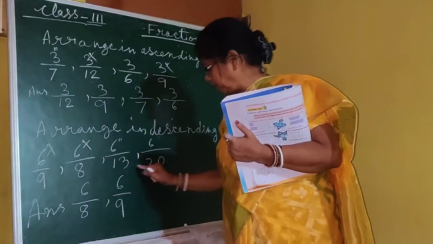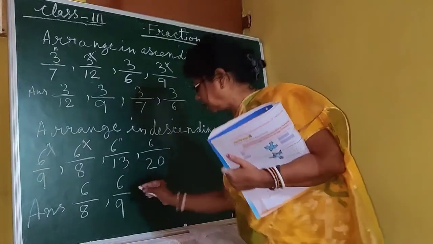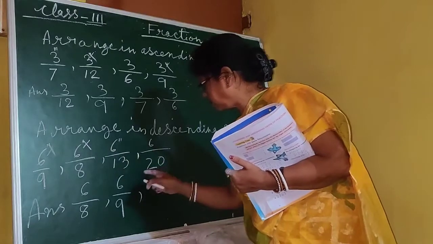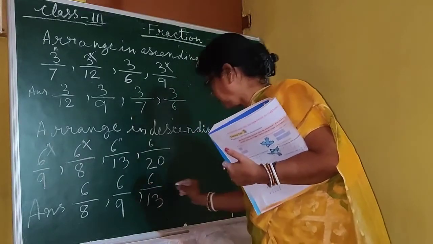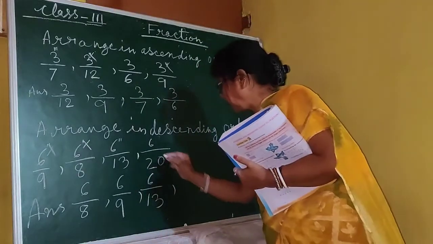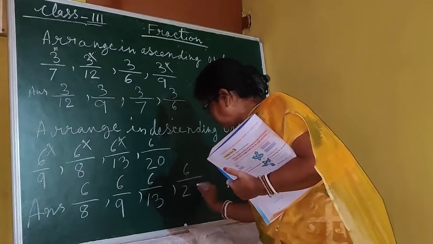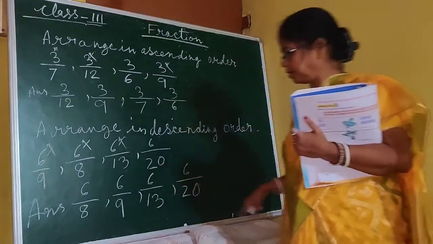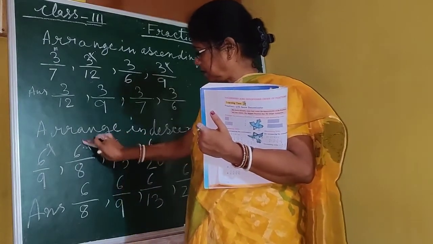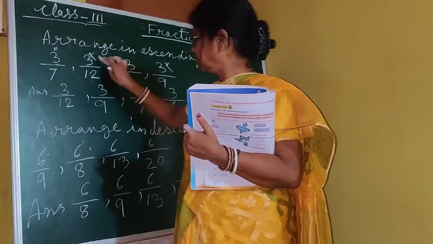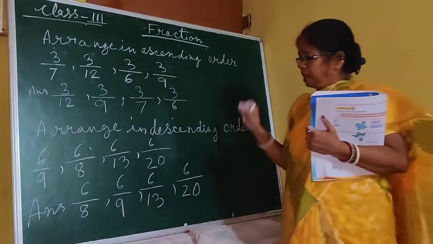Then comparing these two, the smallest is 13, so its value is greater of these two. Then 6 by 13. Then this one is cancelled, this one left: 6 by 20. Numerator equal, denominator different. So this is the explanation.